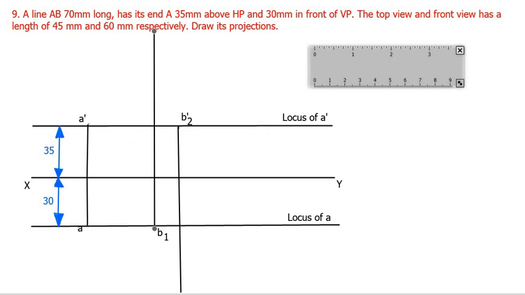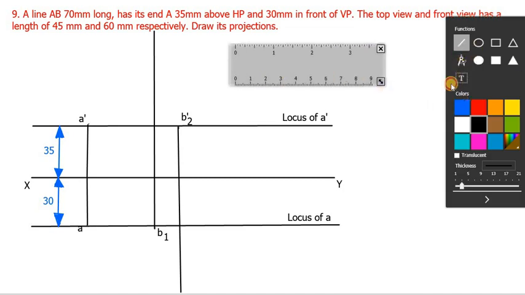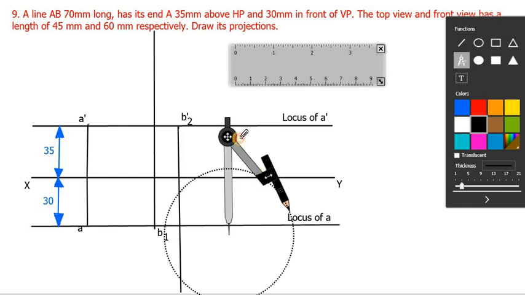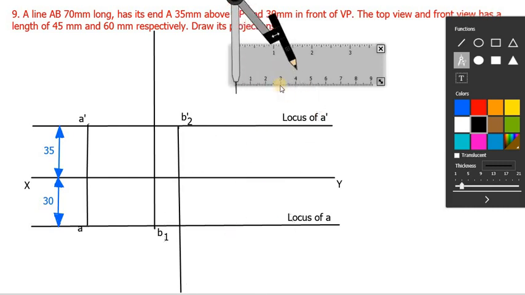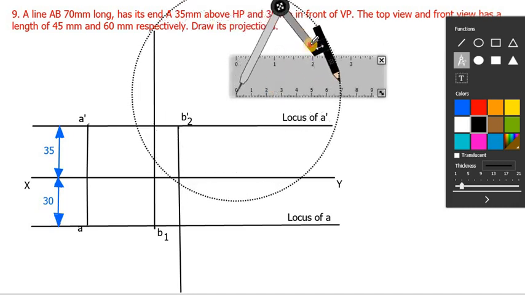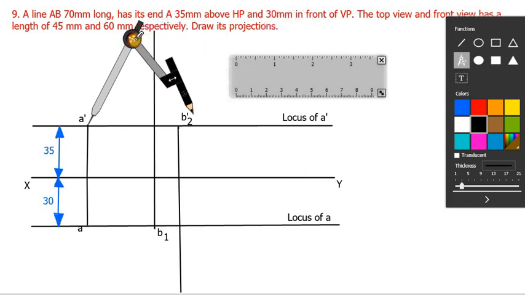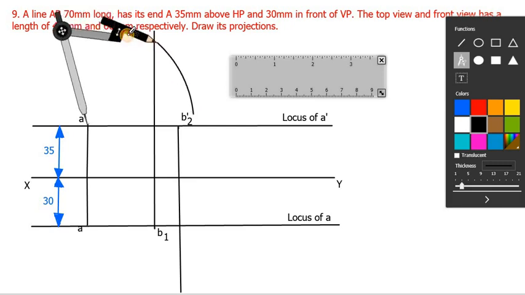Just listen carefully. Take a compass. Measure the true length of the line. So it is 70. Take the compass with A dash as center and of the same length, that is marked, and draw an arc to cut the extension line from point B1. Don't draw this much length of arc, a small arc is enough.